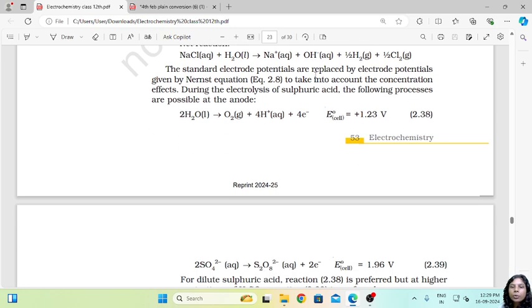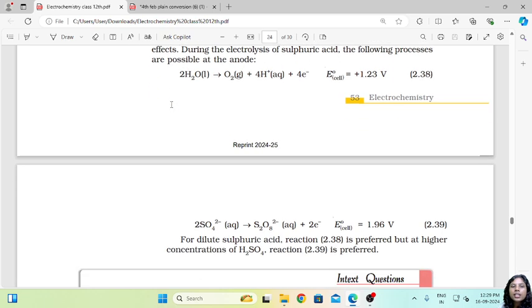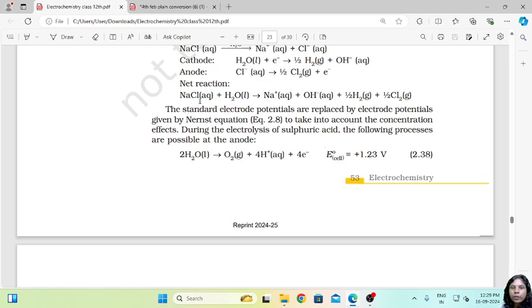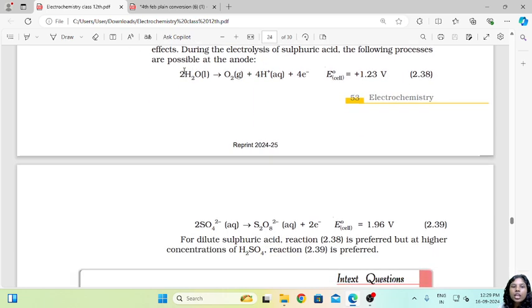So the standard electrode potential is replaced by the electrode potential given by the Nernst equation to take into account the concentration effects. During the electrolysis of sulfuric acid, the following processes are possible at the anode. So the standard electrode potential, that is E0, is now replaced by the electrode potential, that is E cell, given by the Nernst equation. In that case, we are taking into account even the concentration of these ions. So 2 H2O will go into O2 plus 4 H+ and 4 electrons. In that case, the standard electrode potential is 1.23.